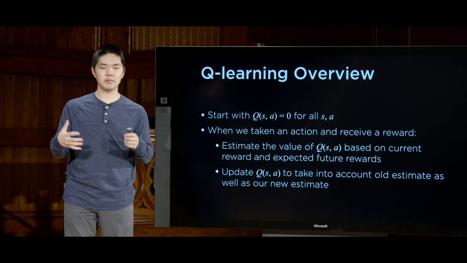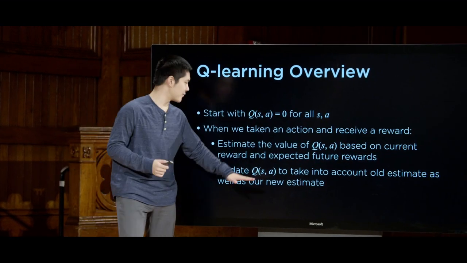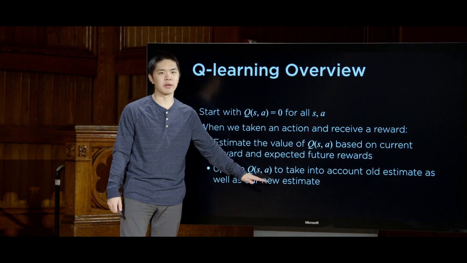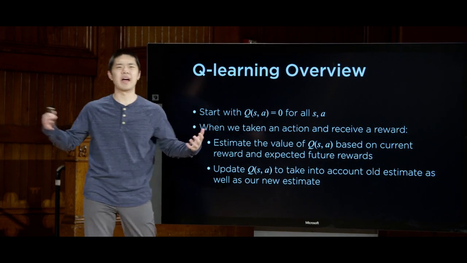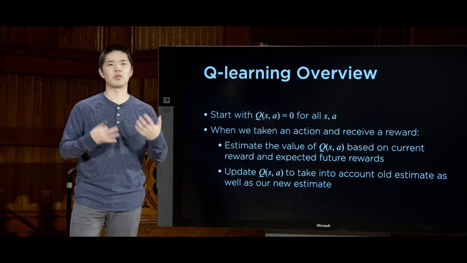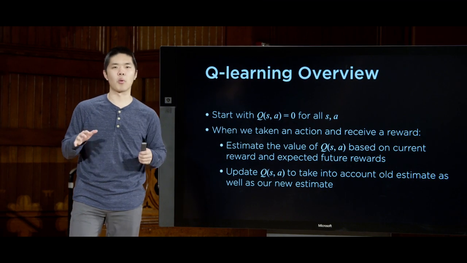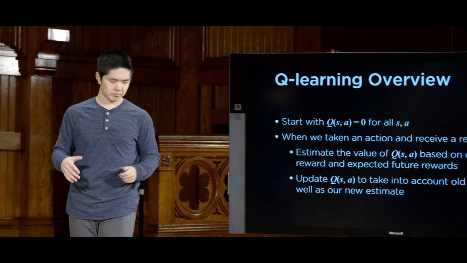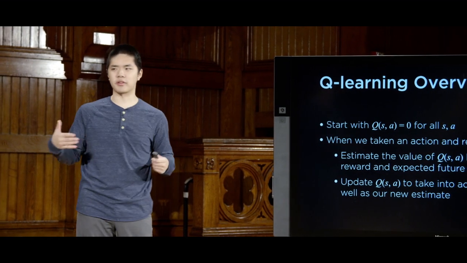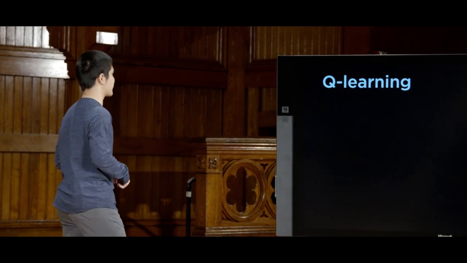Now, as we go through this process, we'll already have an estimate for what we think the value is. Now we have a new estimate, and then somehow we need to combine these two estimates together. And we'll look at more formal ways that we can actually begin to do that. So to actually show you what this formula looks like, here's the approach we'll take with Q-learning.